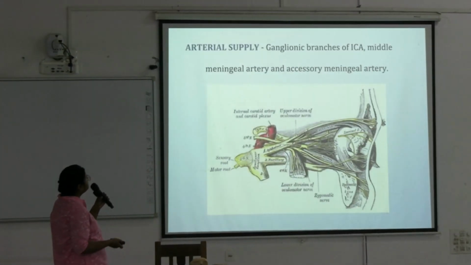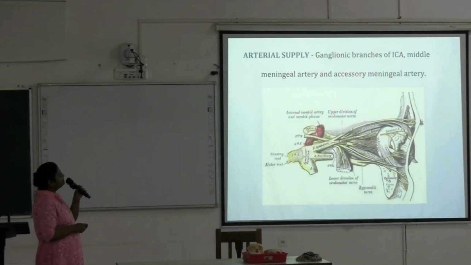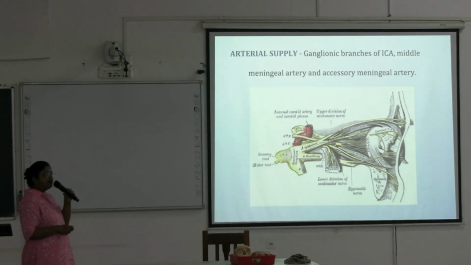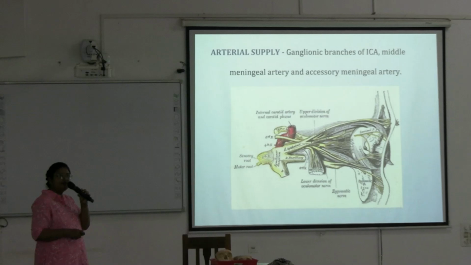Next we go to arterial supply. Ganglion branches of the internal carotid artery, middle meningeal artery and accessory meningeal artery supply the trigeminal ganglion. Okay.